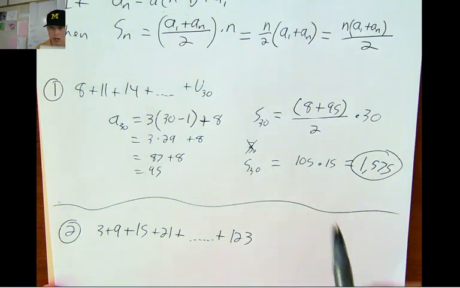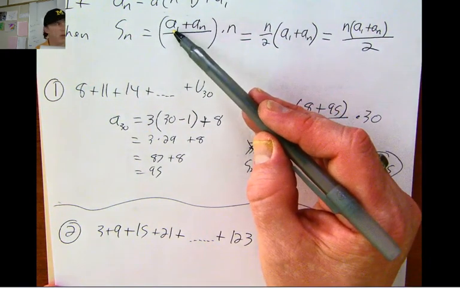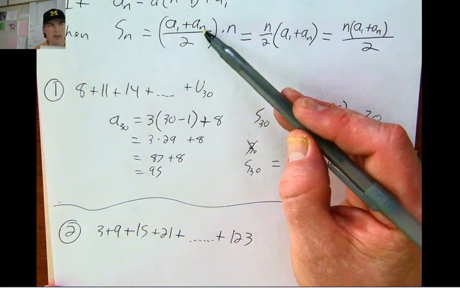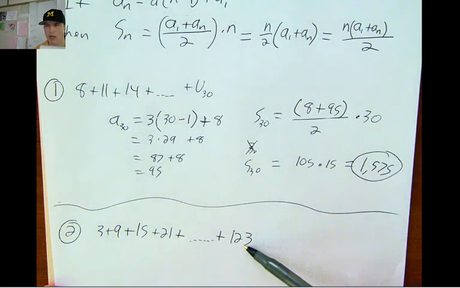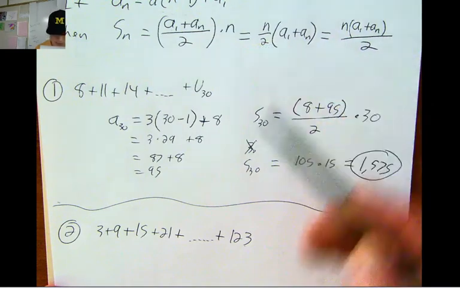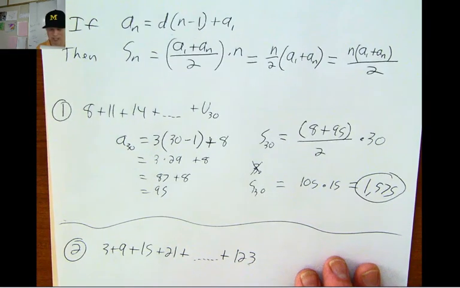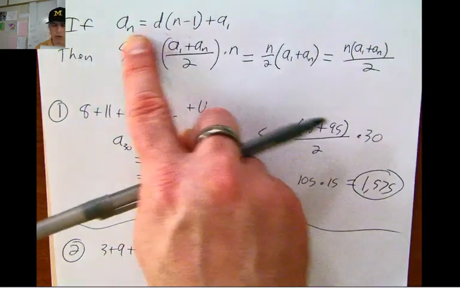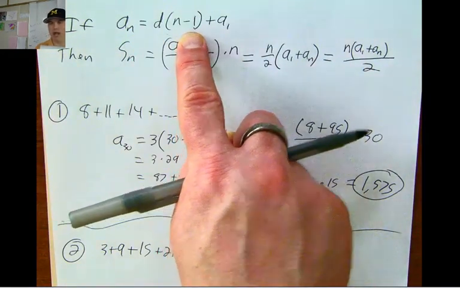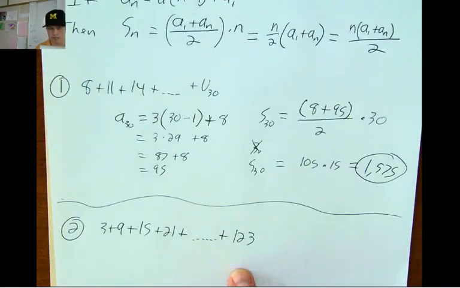So I have A1 and I have a_n, the last term, 123, but I also need to know how many numbers are in the series, and because of this dot, dot, dot, I don't know precisely how many numbers there are in this series. So I'm going to use this equation and algebraically figure out the number of terms in the series.